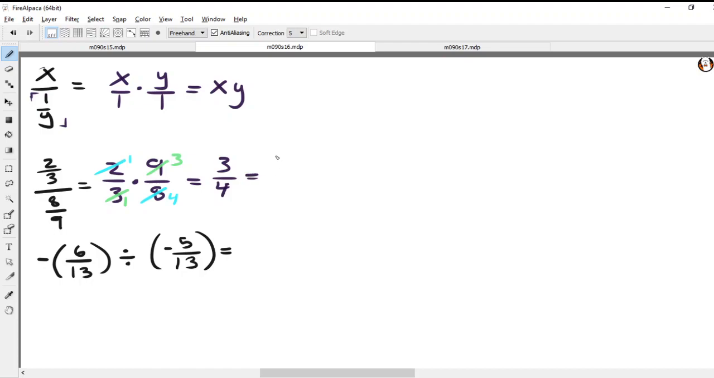You know what that means? 0.666 repeating divided by 0.888 repeating is equal to 0.75. That's bizarre.